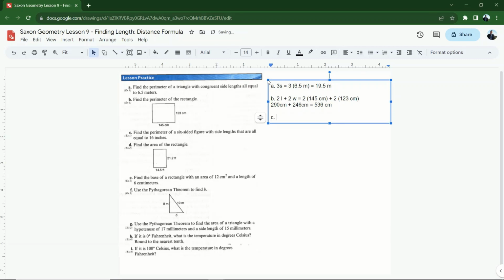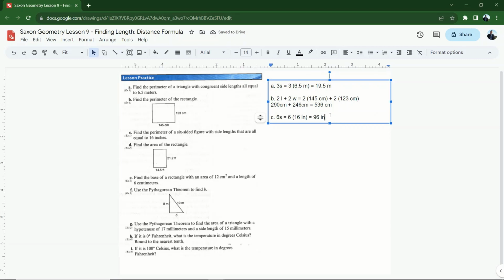Find the perimeter of a 6-sided figure with side lengths that are all equal to 16 inches. It doesn't take that much thinking to figure out that just like a regular triangle is 3s, a regular n-sided figure is going to be n times the side length, n times s. In this case, n, the number of sides, is 6. So 6 times s is going to be my perimeter. It equals 6 times one side, 16 inches. 6 times 16, well, 6 times 10 is 60, 6 times 6 is 36, so this is going to be 96 inches. And to be consistent, I should put inches there too.